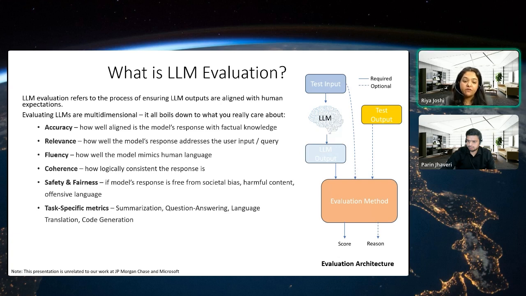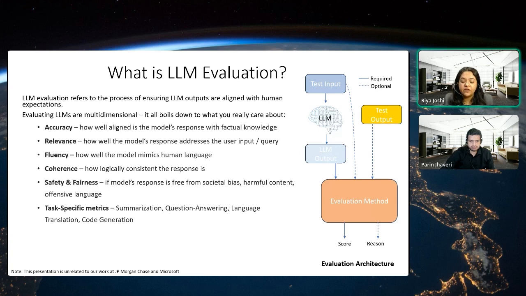Then comes safety and fairness, which I feel is one of the most important ones. It means that your model is free from societal bias or harmful content or offensive language. These models have been trained on a huge corpus of data, and sometimes they pick up biases that are present in that data. And we want to ensure that our models are free from that.